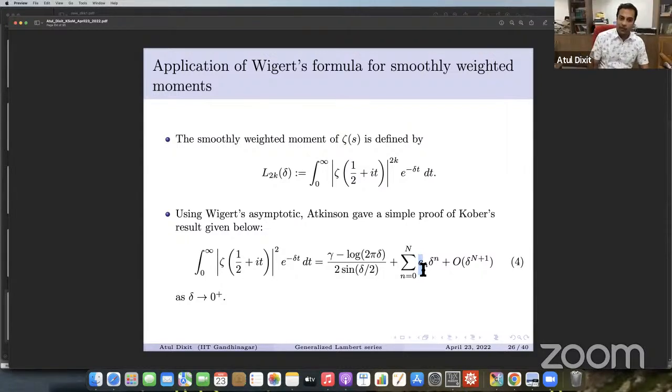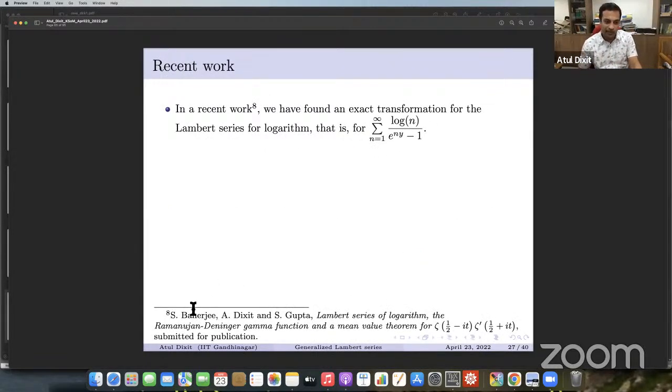So I would like to talk about my recent work with Shomurup Banerjee and Shivaji Gupta, where we have found an exact transformation for this Lambert series corresponding to log of n. We just submitted this paper for publication a few days back. Something like this has not been available in the literature before.